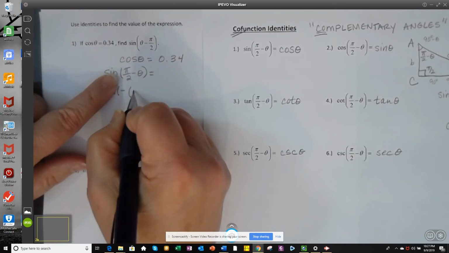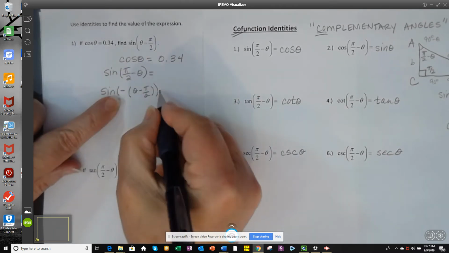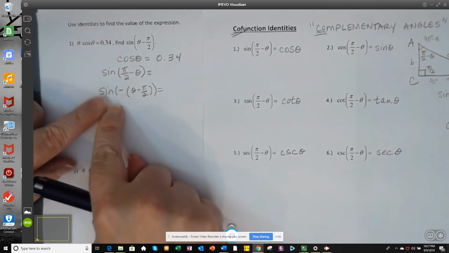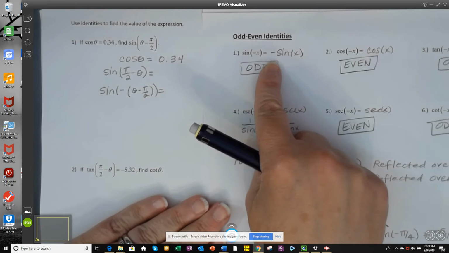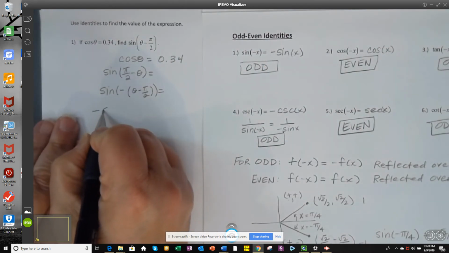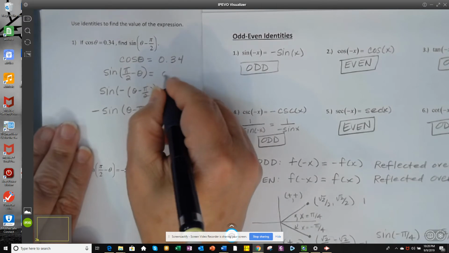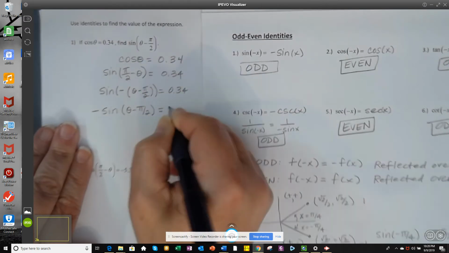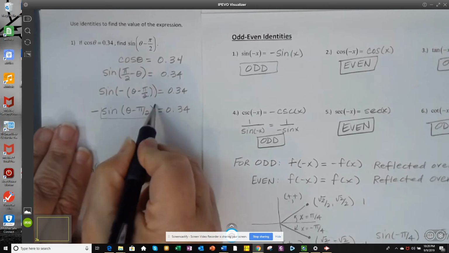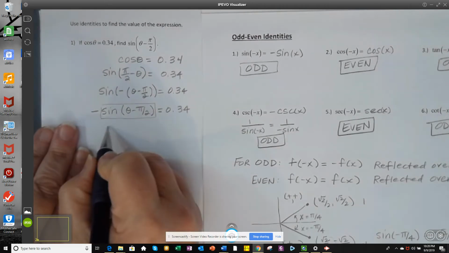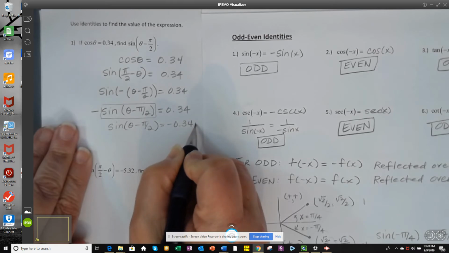And if I do that, I get theta minus pi over 2 because the signs flip when I factor out a negative. And now sine of a negative value of an angle, pulling out my other identity here, is odd. So I can pull out the negative. I can say that this is equal to negative sine of theta minus pi over 2, and I'm closer. And I know that this is 0.34. And I want to solve for this. So I'm going to divide by -1, and I get the sine of theta minus pi over 2 is equal to negative 0.34. And there's my answer.